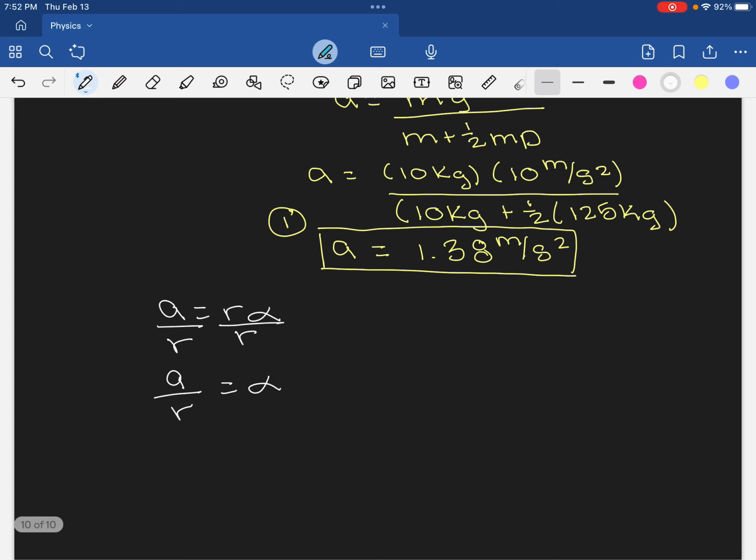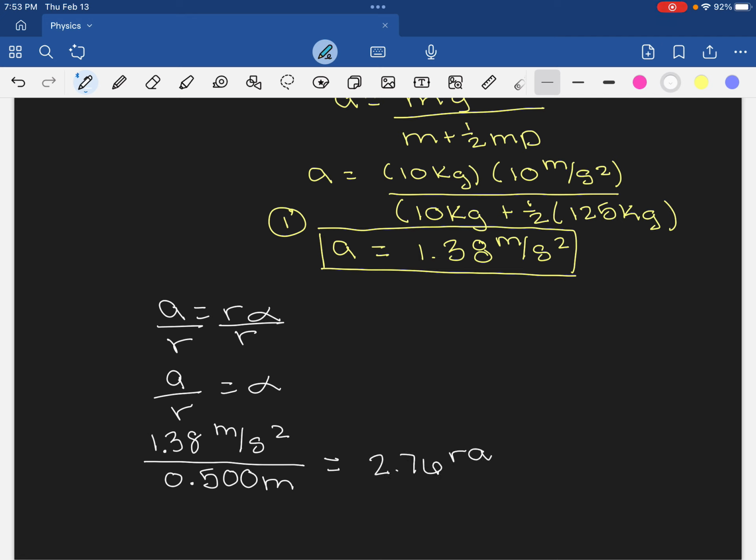So now that we have this, we have 1.38 meters per second squared. And we're going to divide that all by the radius, which we are told was 50 centimeters, which is 0.500 meters. This is going to give us 2.76, and again, this is rotational, so it's going to be radians per second squared. So there is that equation.